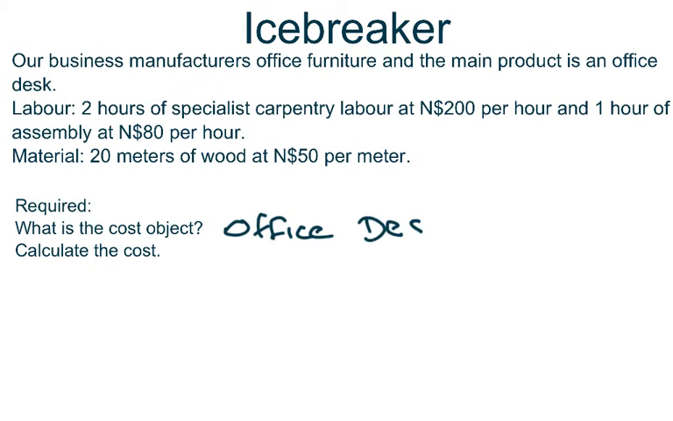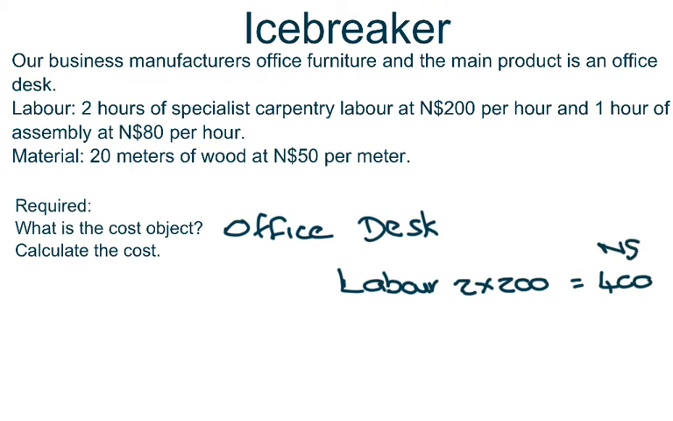All right. And now we need to start with a calculation. Now, where do we start? First of all, what do we need? We need 2 hours of labor at $200 each, and we need 1 hour of assembly. So let's quickly do that calculation. So the labor is 2 times 200 equals 400. And these are all Namibian dollars. And we also need 1 hour of assembly, so that will be 1 times $80 equals 80.